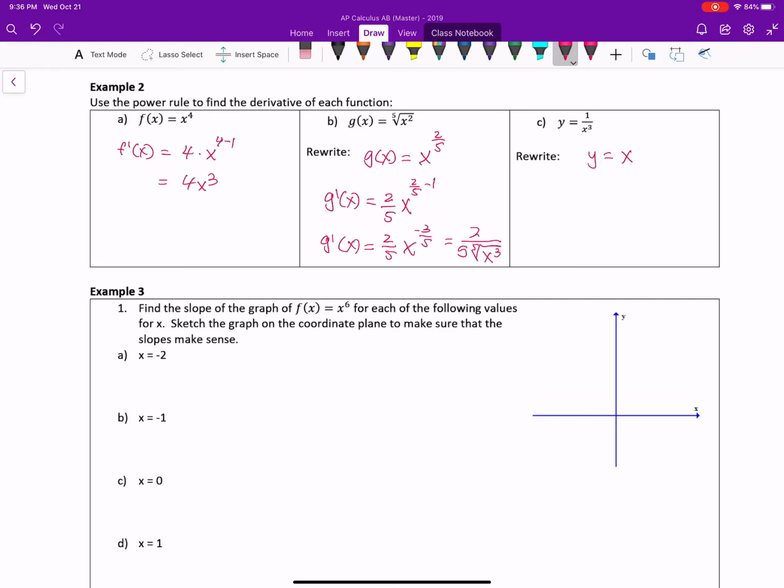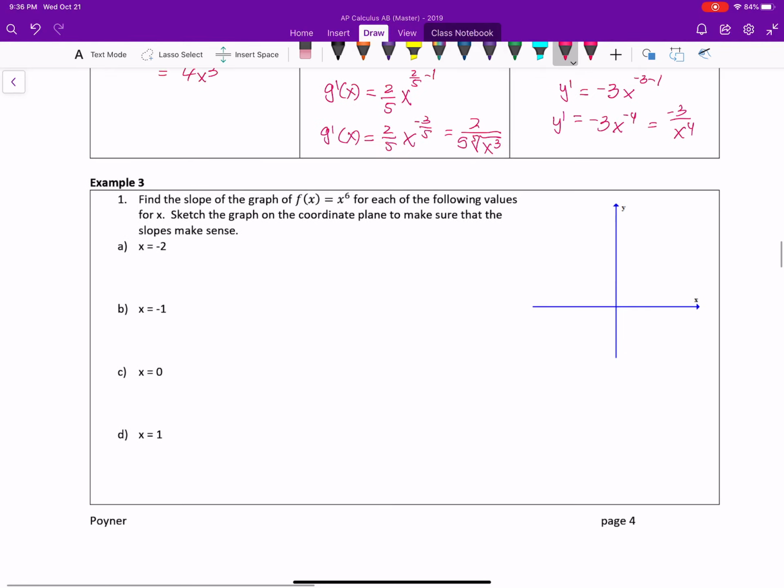Okay, part C. y is equal to x to the negative 3, and again, y prime is equal to negative 3. I'm bringing down the power, x and then negative 3 minus 1 for the power, which gives me negative 3x to the negative 4th. If you want to be fancy, you could rewrite it as negative 3 over x to the 4th, but it's not required if I don't ask you to simplify.